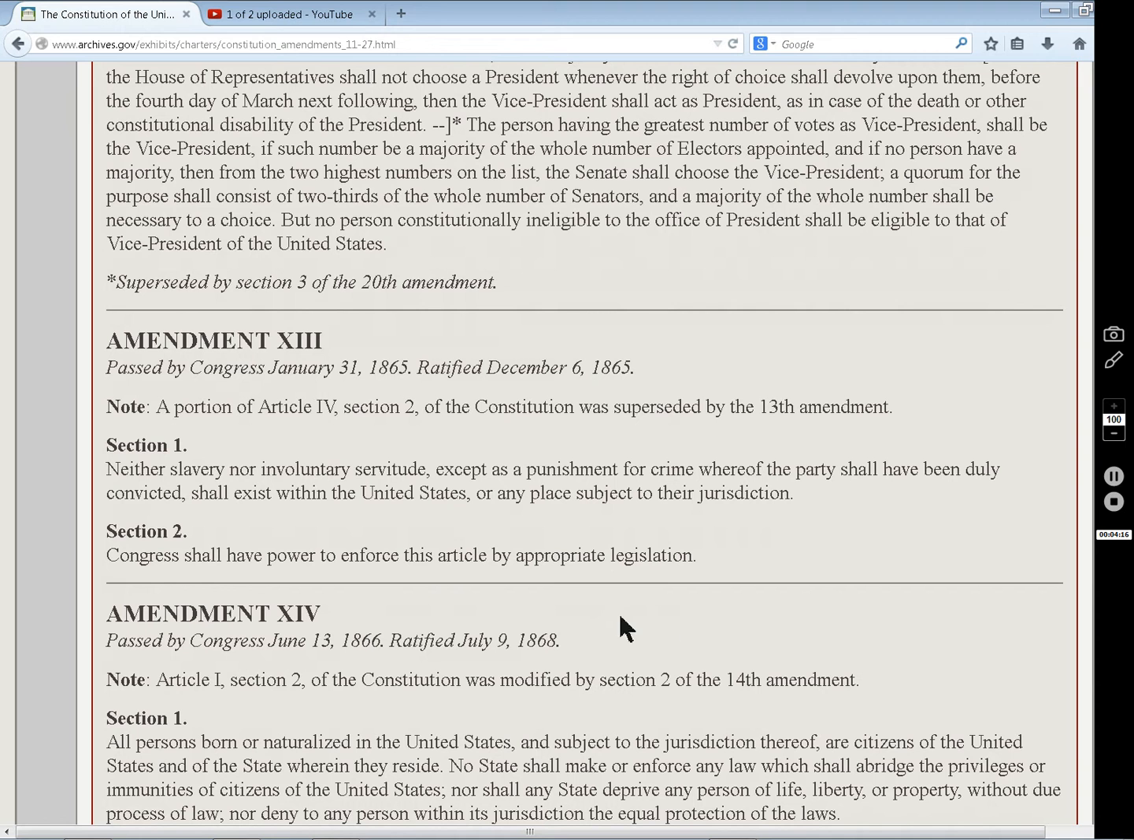Amendment 13, passed by Congress on January 31st, 1865, ratified on December 6th, 1865. Note: a portion of Article 4, Section 2 of the Constitution was superseded by the 13th Amendment, and this is a highly controversial amendment. Neither slavery nor involuntary servitude, except as a punishment for crime whereof the party shall have been duly convicted, shall exist within the United States or any place subject to their jurisdiction. Congress shall have power to enforce this article by appropriate legislation.